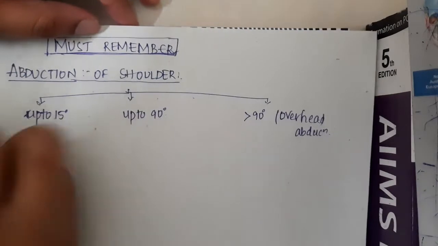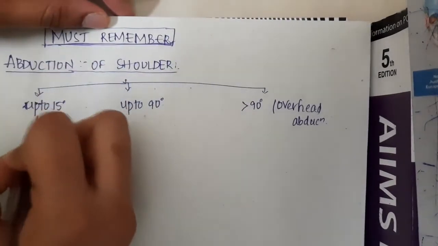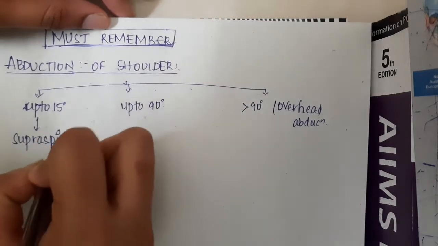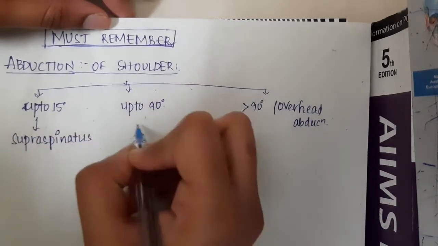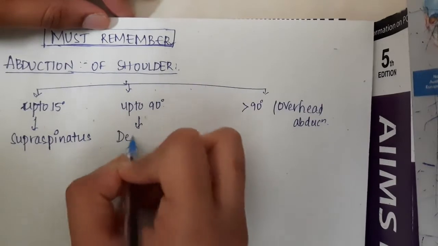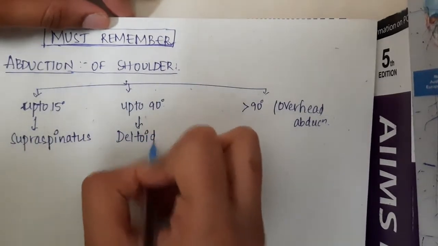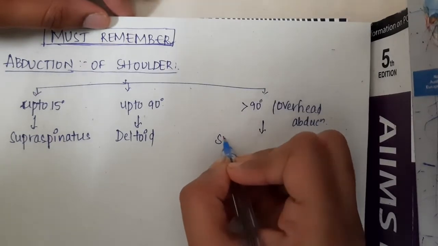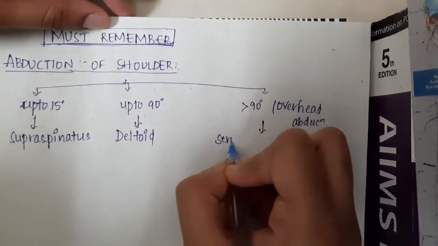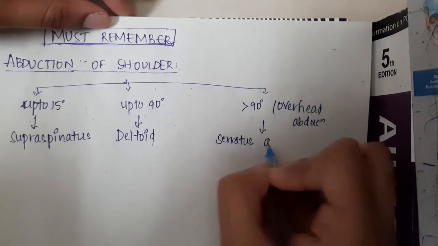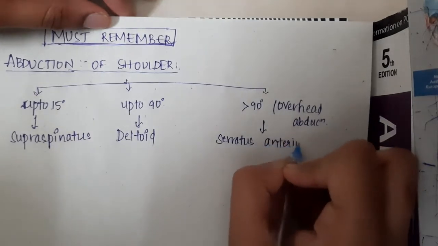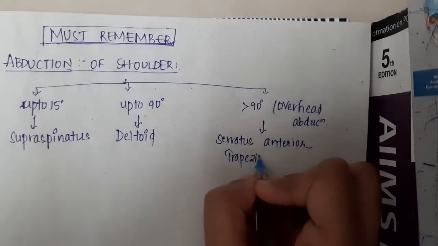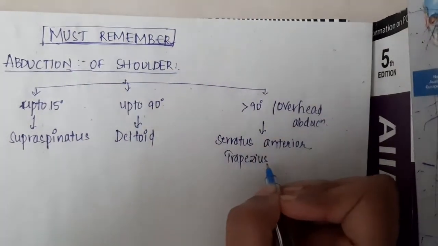Up to 15 degrees is mainly done by the supraspinatus. The muscles which actually do this abduction are very important. Up to 15 degrees by supraspinatus, up to 90 degrees by deltoid, then overhead abduction is mainly by serratus anterior and trapezius. This is very important and this question has been asked a couple of times.